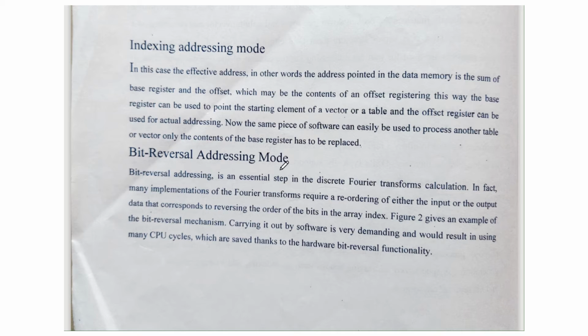Another is the bit reversal addressing mode. Bit reversal addressing mode is an essential step in a discrete Fourier transform calculation. In fact, many implementations of the Fourier transform require reordering of either the input or output of the data, which corresponds to reversing the order of the bits in the array indexing. Figure 2 gives the example of the bit reversal mechanism. Carrying it out by software is very demanding and would result in many CPU cycles, which are saved thanks to the hardware bit reversal functionality. So basically, why are we going for the addressing modes?